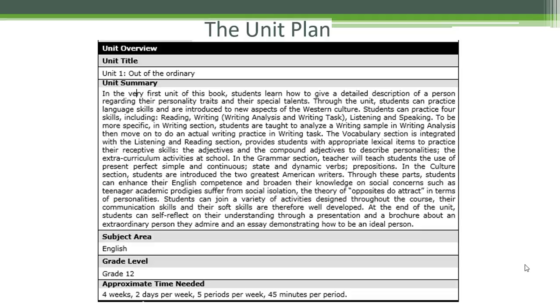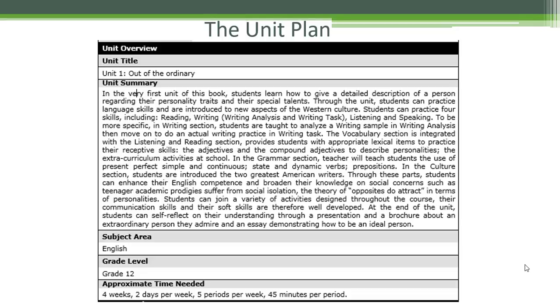Students can practice 4 skills. The vocabulary section is integrated with the listening and reading section. In the grammar section, the teacher will teach students the use of present perfect simple and present perfect continuous. In the culture section, students are introduced to 2 greatest American writers. For this part, students can enhance their English competence and broaden their knowledge on social concerns such as teenage academic prodigies suffering from social isolation, and the theory of opposites attracting in terms of personalities.